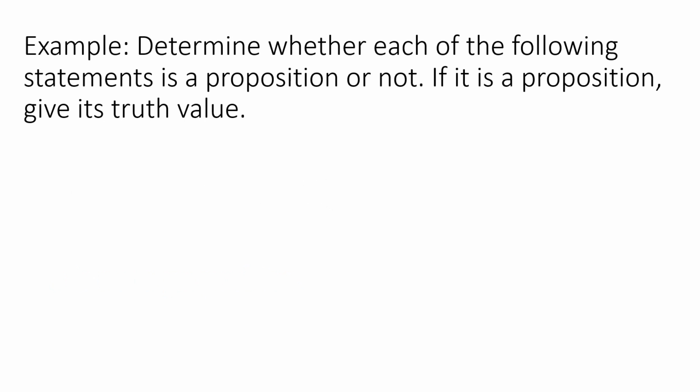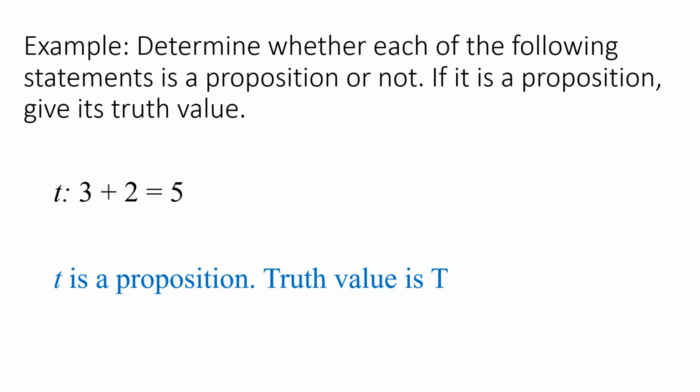Okay, another example. 3 plus 2 equals 5. Obviously, the statement is a true mathematical sentence. But is it a declarative sentence? The answer is yes. The statement can be read as the sum of 3 and 2 is 5, which is a declarative sentence. So, the statement is a proposition. And since 3 plus 2 is always equal to 5, then the truth value is true.